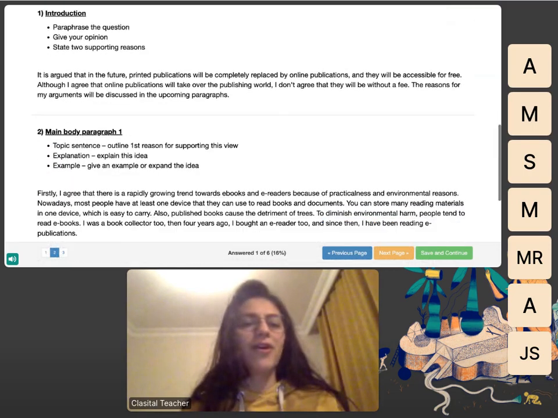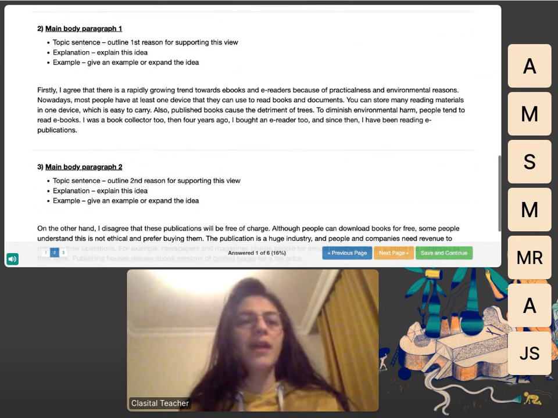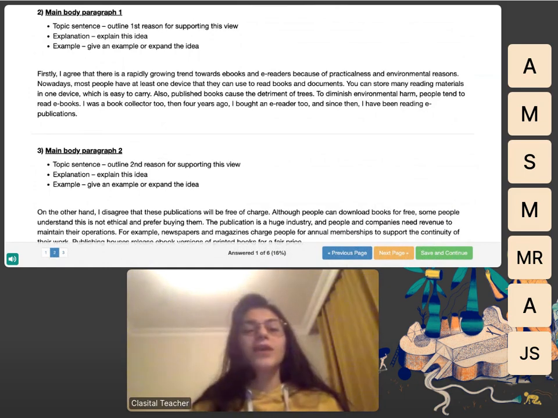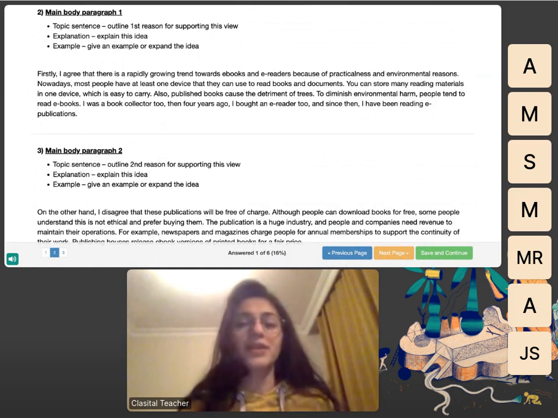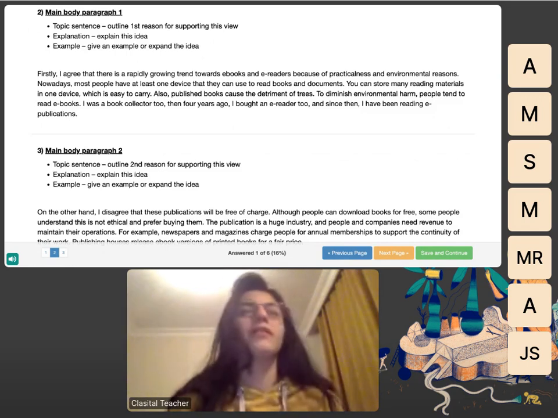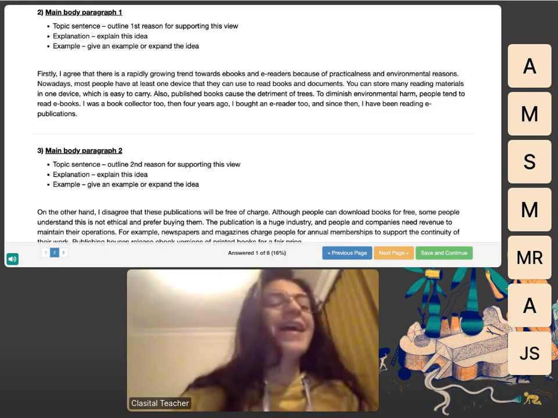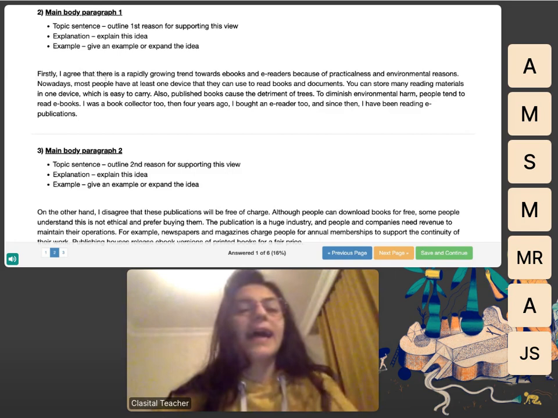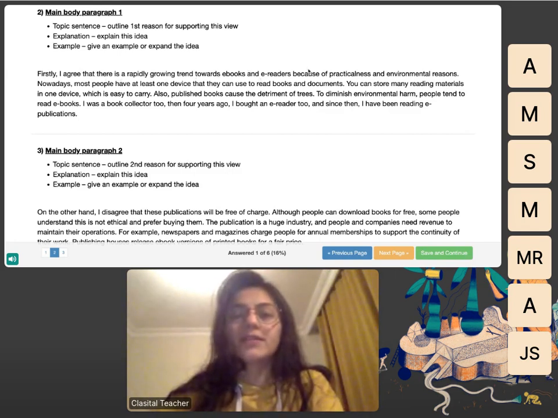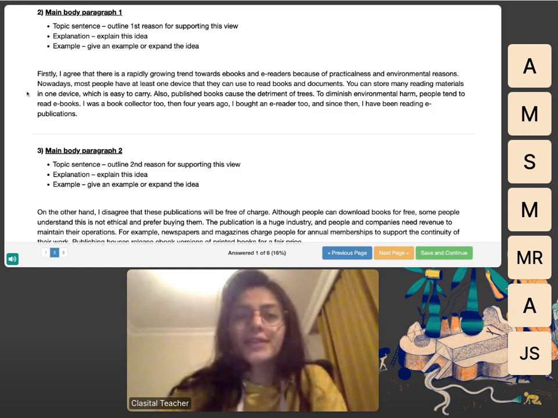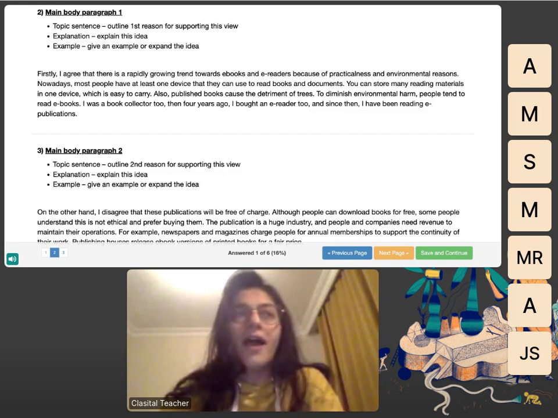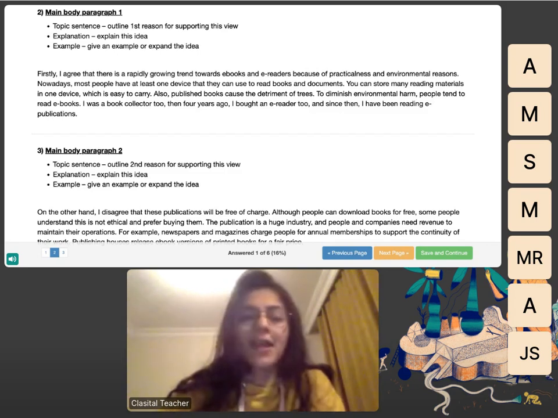All right, so let's move on to the body paragraphs. Let's see here. In the first body paragraph, we will give the first reason for supporting this view or not supporting this view, saying: firstly, I agree that there's a rapidly growing trend towards ebooks and e-readers because of the practicalness and environmental reasons. So we're giving two reasons, right? It's practical and it's more environmentally friendly.